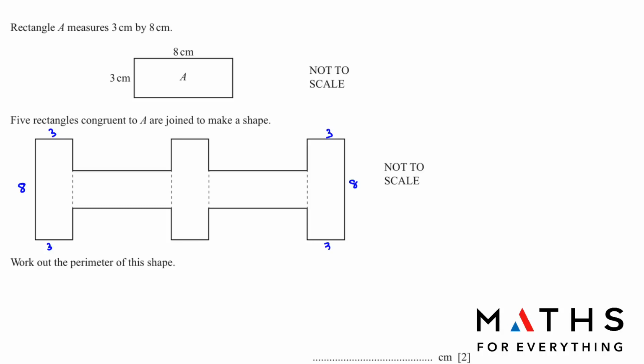3 and 3. It's a rectangle, so the opposite sides are going to be equal. This is going to be 3 and 3. This is 8 and 8, 8 and 8. Now we are left with these. We know that this middle part is 3, but that is not a part of our perimeter. It is inside.